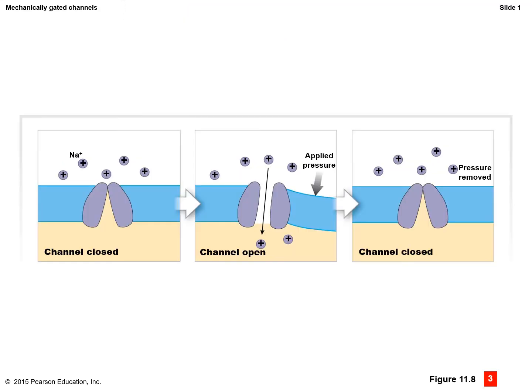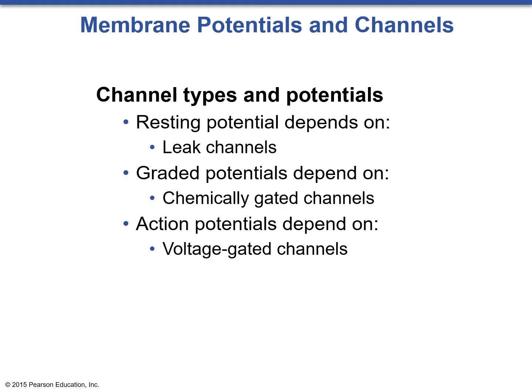So here we can see a channel that is closed, resting membrane potential. We then apply pressure, maybe some sort of touch. This distorts the membrane and causes the actual channel to open, allowing sodium to rush in. Now, there are channel types and potentials that can be generated from these different channels. They are resting potentials that are heavily dependent upon leak channels, graded potentials that are heavily dependent on chemically gated channels, and action potentials are dependent upon voltage gated channels.